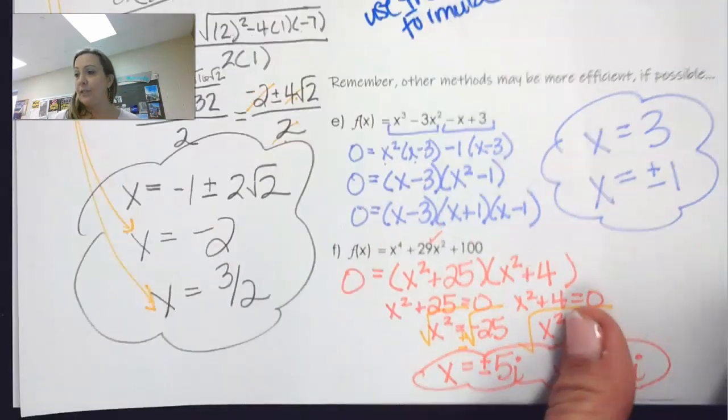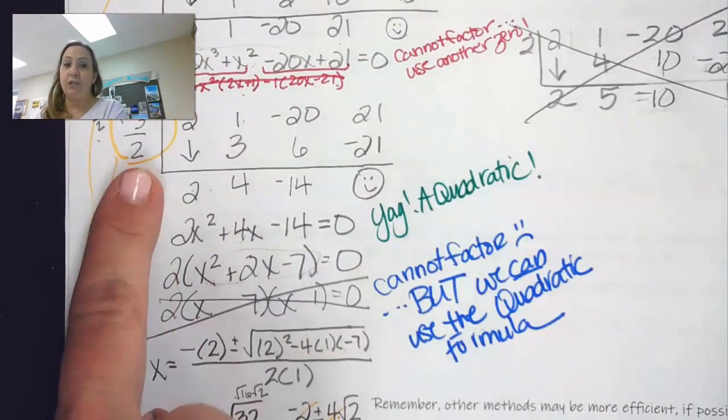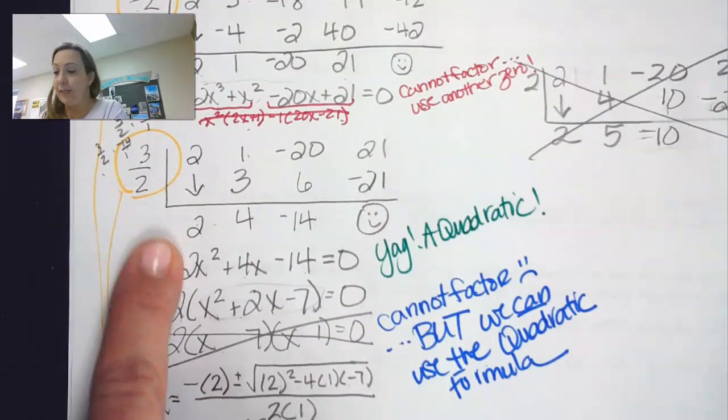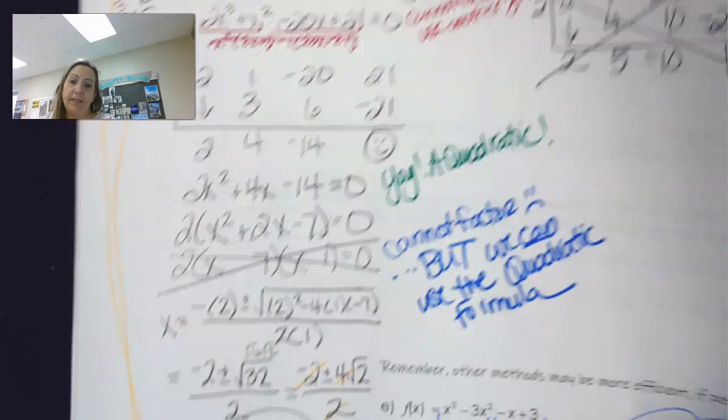So again, the rule is use the calculator to start. If you have a quartic, then try another one until you get it to be a quadratic, and then you can either factor or use the quadratic formula to help us out.